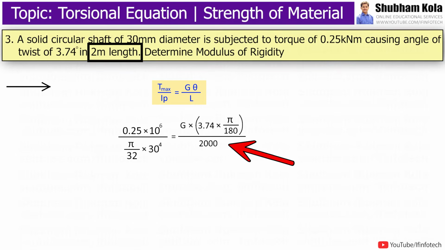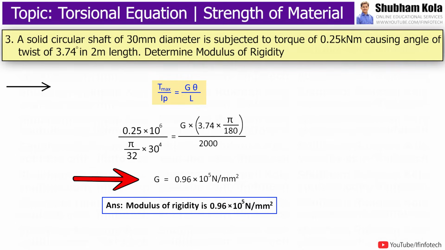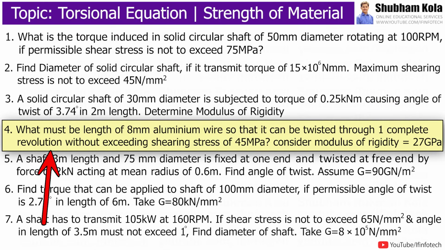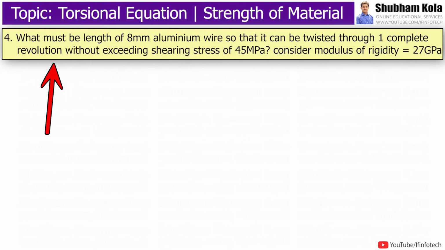So I'll put all the values in the formula and I'll calculate the modulus of rigidity, which will be 0.96 into 10 raised to 5 Newton per mm square. For the next problem, the statement is: what length of 8 mm diameter aluminum wire so that it can be twisted through one complete revolution without exceeding a shearing stress of 45 megapascal. Consider modulus of rigidity 27 gigapascal.